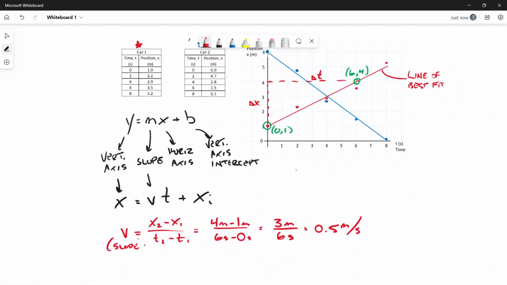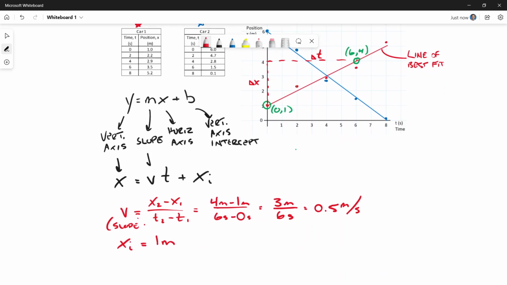And the next piece we need would be my starting position. My initial position for this is my vertical axis intercept, which is going to be 1 meter. And so my equation for car 1 looks like this. Car 1's position, x, is equal to car 1's velocity, positive 0.5 meters per second, times the time, plus its starting position. So we've now modeled the motion of car 1.